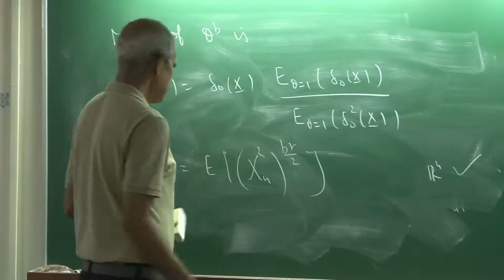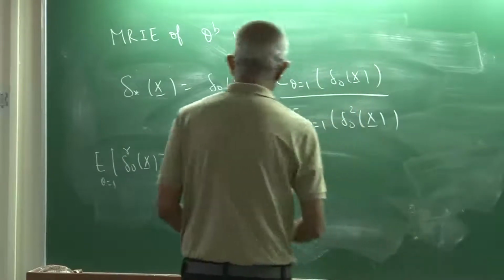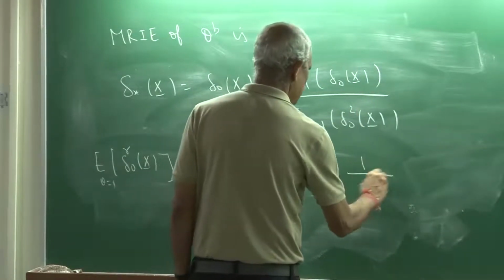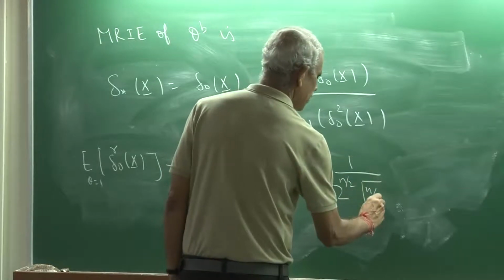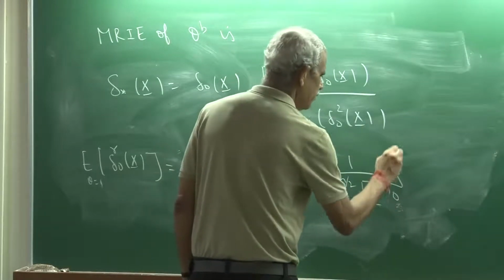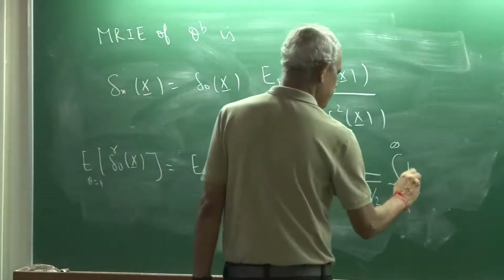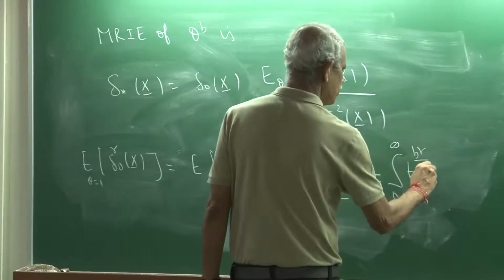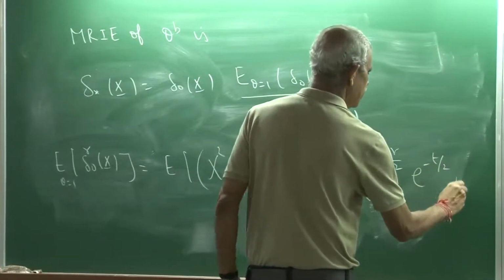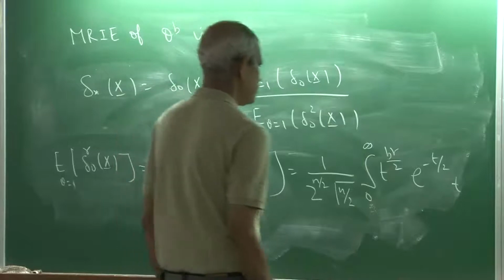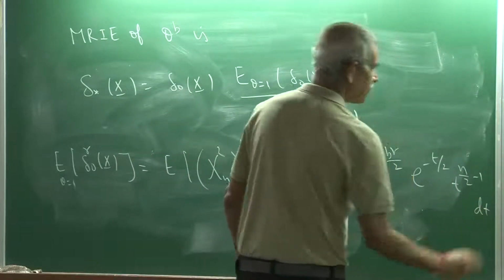Right? So which is easy to calculate, which is nothing but 1 by the PDF. I'm trying to write down 1 by 2 to the power n by 2, gamma n by 2, integral 0 to infinity, t to the power br by 2, e to the power minus t by 2, t to the power n by 2 minus 1 dt.